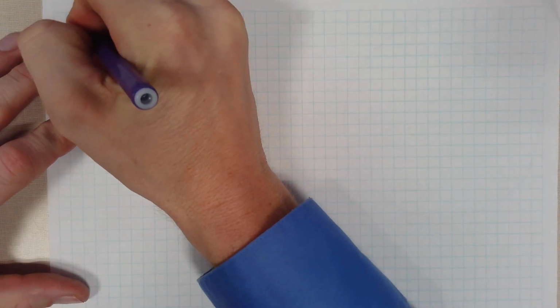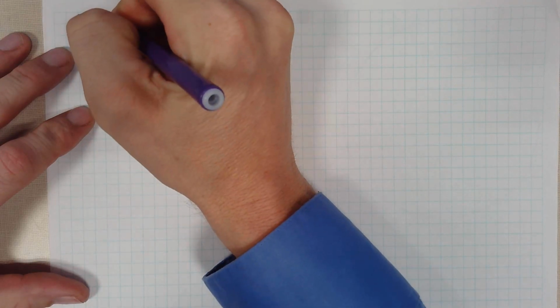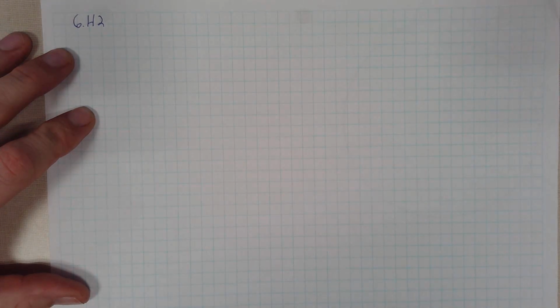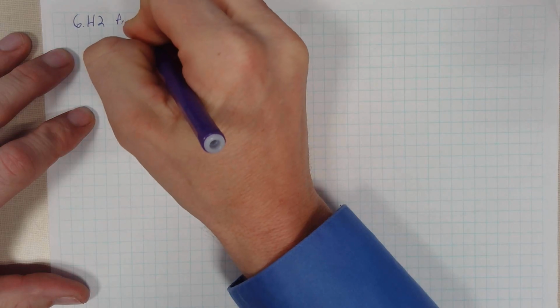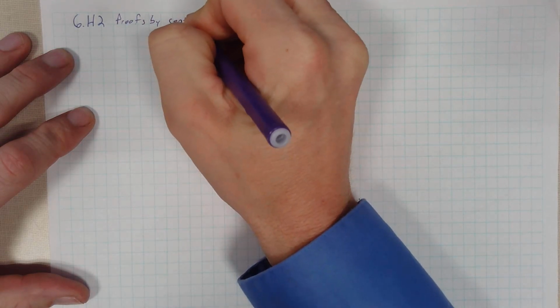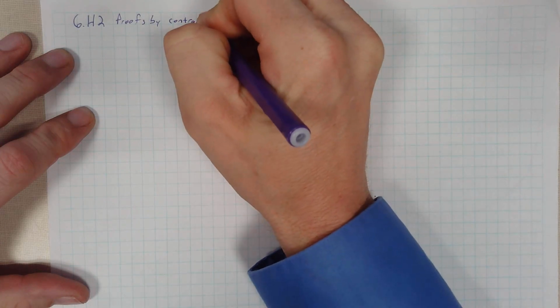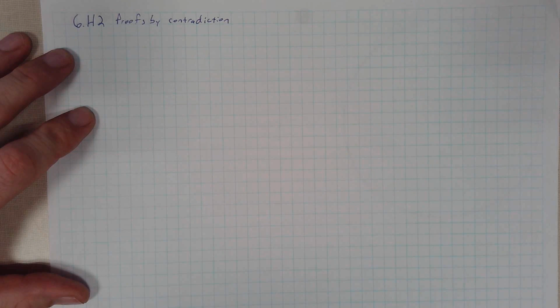All right, so we're getting into section 6H.2, and this is proofs by contradiction. All right, it sounds a little counterintuitive, right?